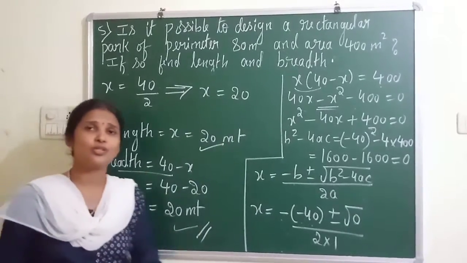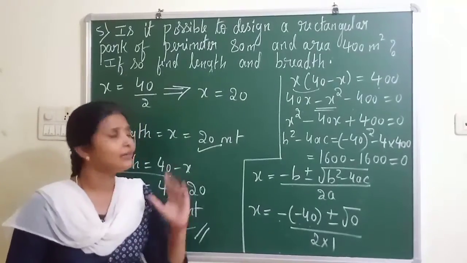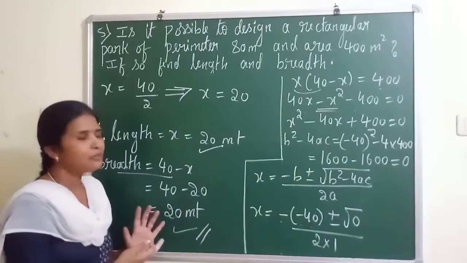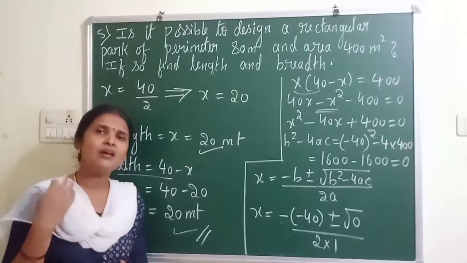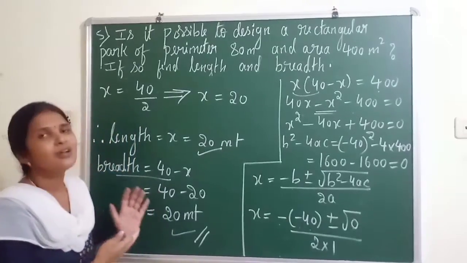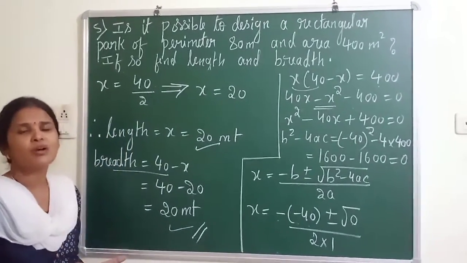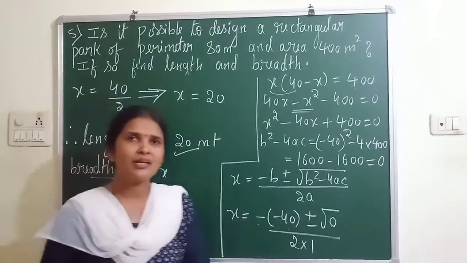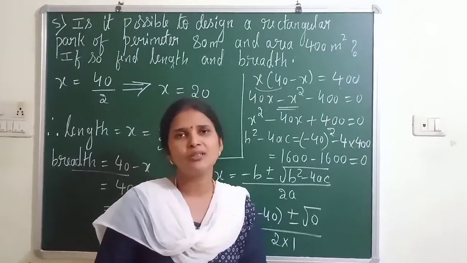But he has given in the question it is a rectangular park. Don't think that it is wrong. You know that when length and breadth are same, it becomes a square. You know every square is a rectangle. So it is a square park, or we can also call it a rectangular park. So with this question I completed the quadratic equation chapter.